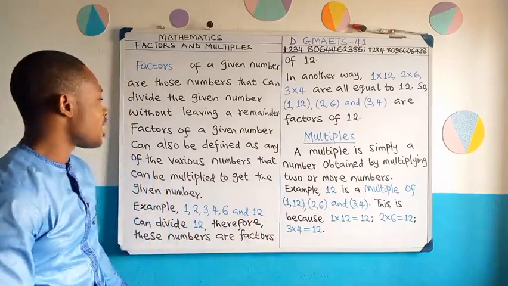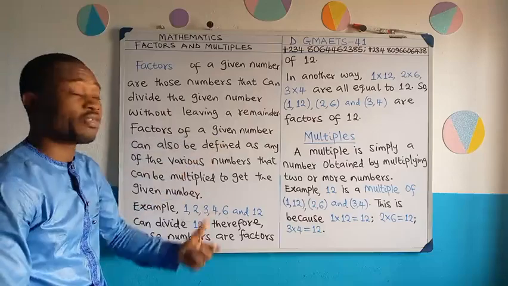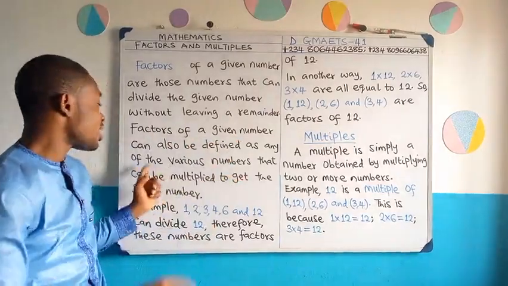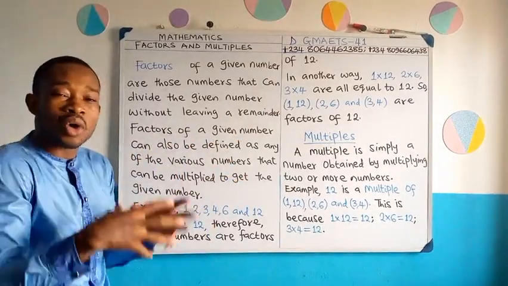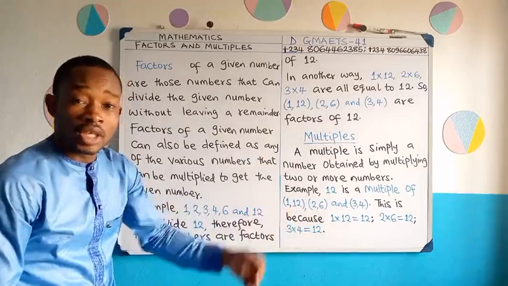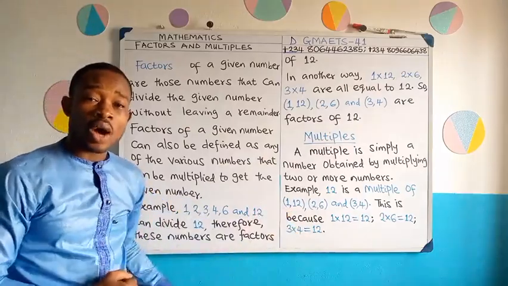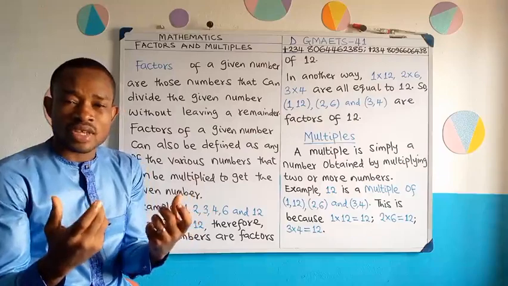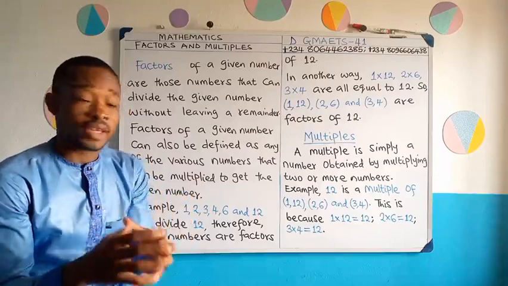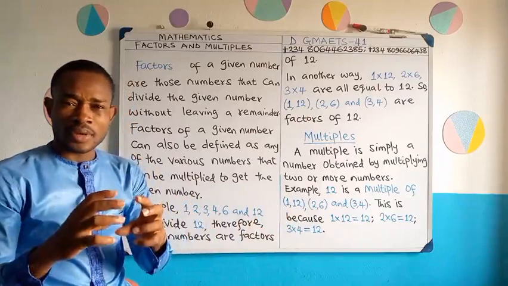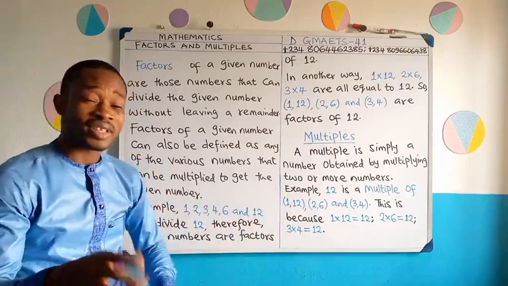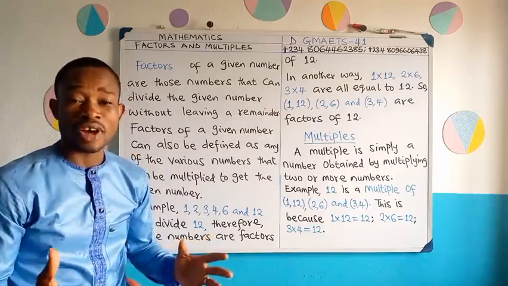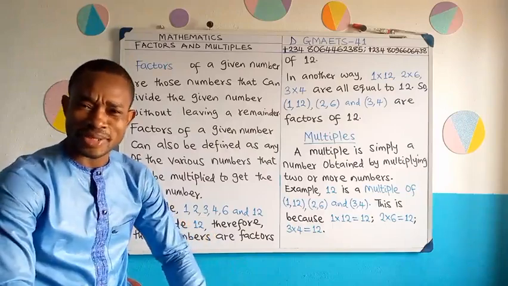Now if you look at the board, we have another alternative way of defining factors of a number. Factors of a given number can also be defined as any of the various numbers that can be multiplied to get that given number. So once again, let's go back to our example of 10. You want to ask yourself, what numbers can I multiply to get 10? When you know the numbers you can multiply to get 10, those numbers, like I said, can also divide 10 without remainder. Therefore, you've gotten the factors of 10. Very simple, is that not so?